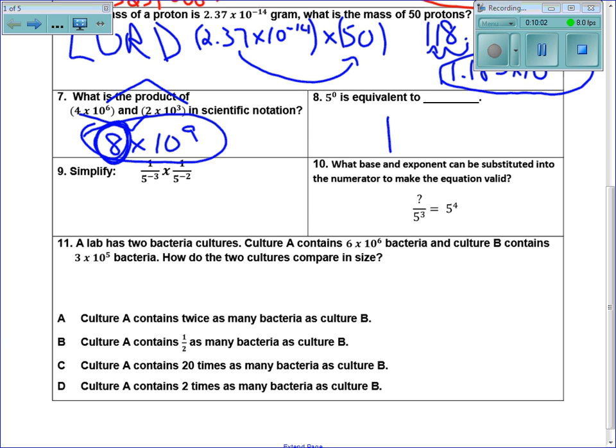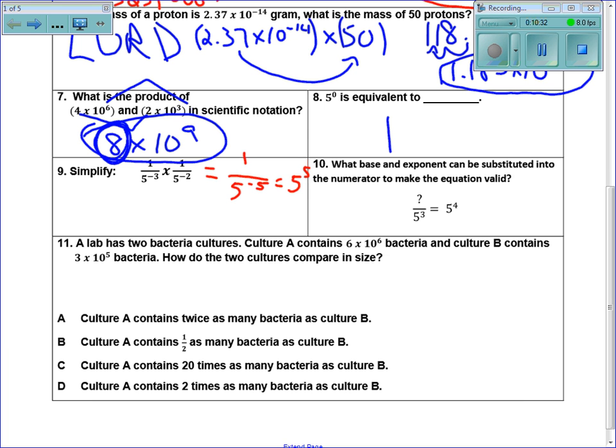Simplify 1 over 5 to the negative third times 1 over 5 to the negative second. Two ways we can do this. The first way is to multiply it right as it is right now. Numerator times numerator, 1 times 1 equals 1. Denominator times denominator, 5 to the negative third times 5 to the negative second equals 5 to the negative fifth. But I can't leave my answer in the negative exponent, so I do the reciprocal and then make the exponent positive, 5 to the fifth power.